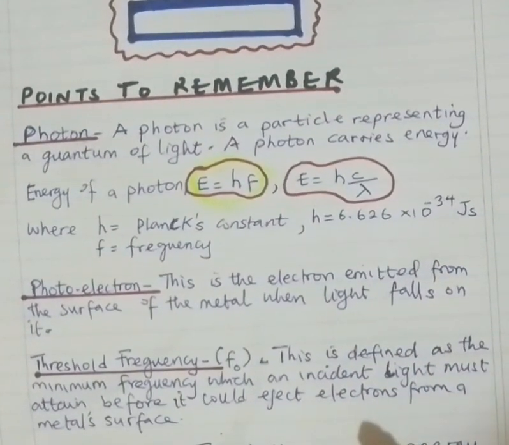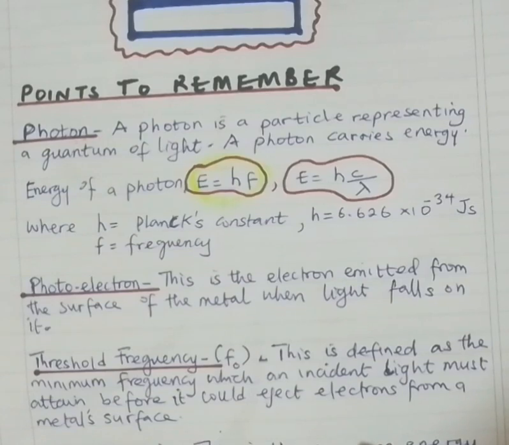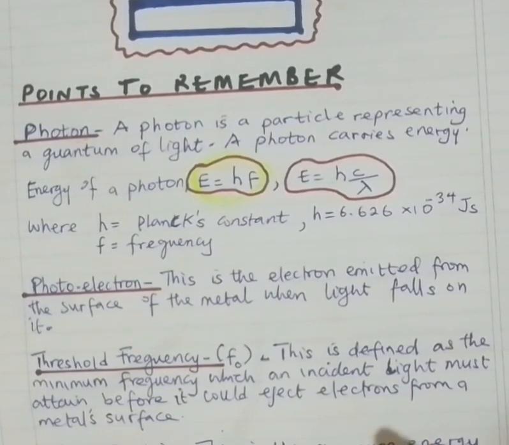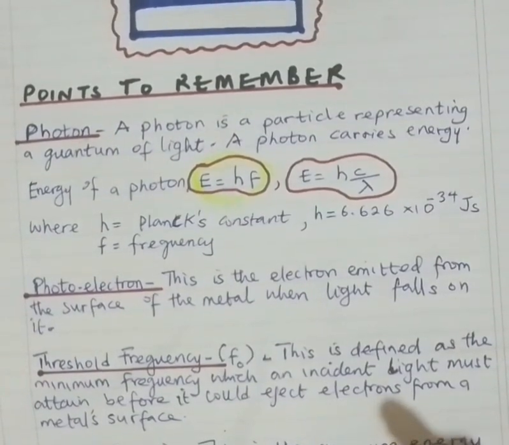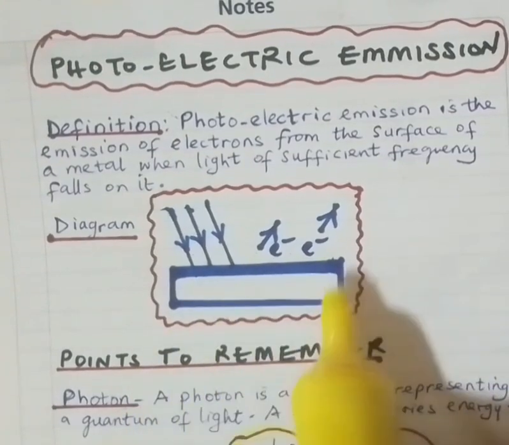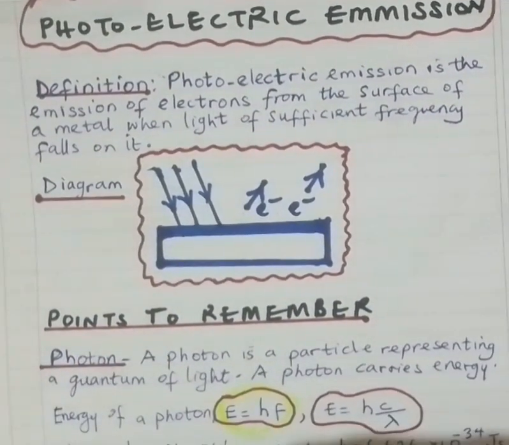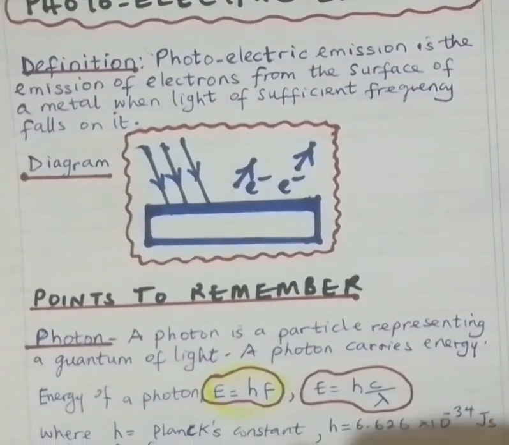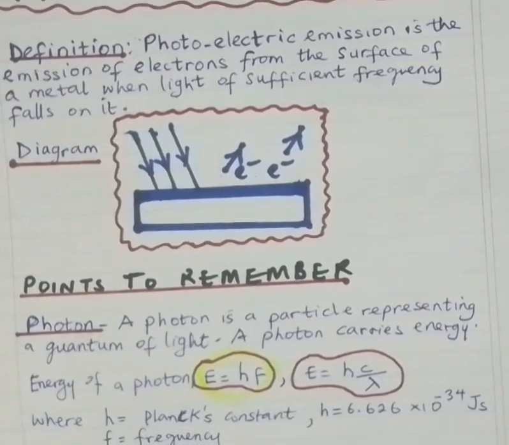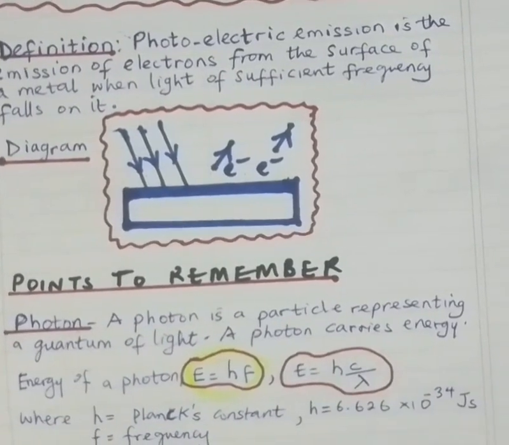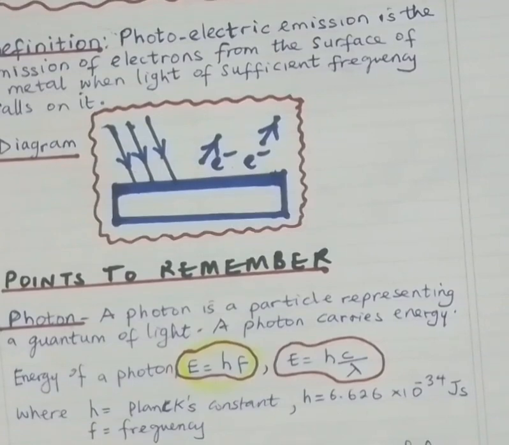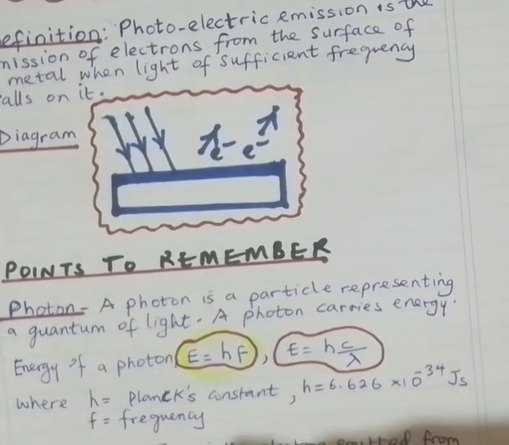Threshold frequency is defined as the minimum frequency which an incident light must attain before it could eject electrons from a metal surface. So each incident light, these parallel rays, once it hits this metal, must have a sufficient frequency. That frequency is called the threshold frequency. Once the frequency of the light reaches that particular frequency, it will cause the electrons to be ejected from the surface of the metal. But if the light is not up to that frequency, it will not cause the electrons to be ejected.